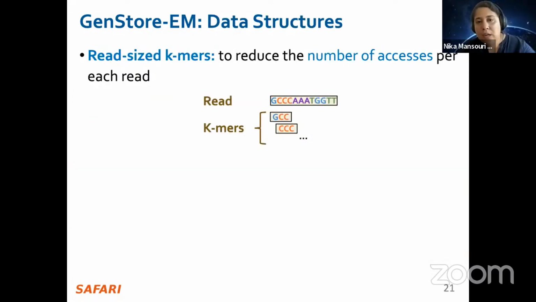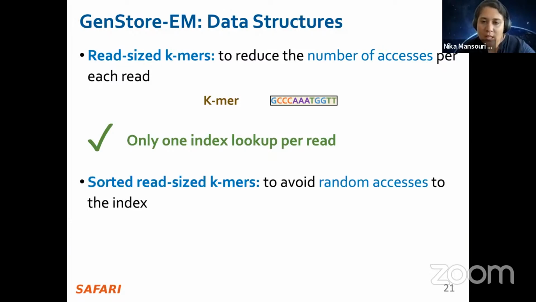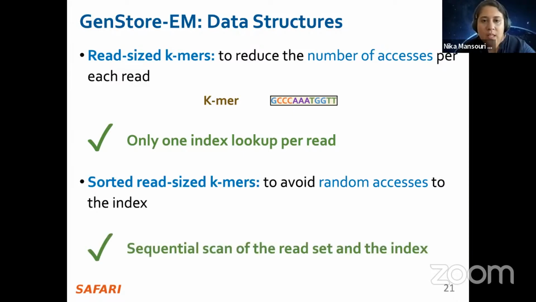So to reduce the number of accesses per each read, we introduced read size k-mers. Therefore, instead of extracting several k-mers per each read and performing index lookup for each of them, we can use the whole read as one k-mer and have only, therefore, one index lookup per read. So to avoid random accesses to the index, we introduced the sorted index of read size k-mers. And this sorted index allows finding exact matches via sequentially scanning the read sets and the index.